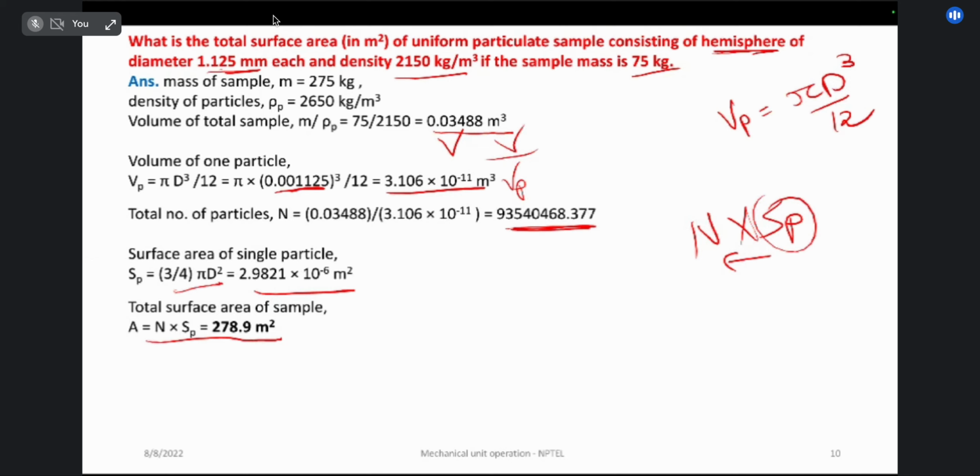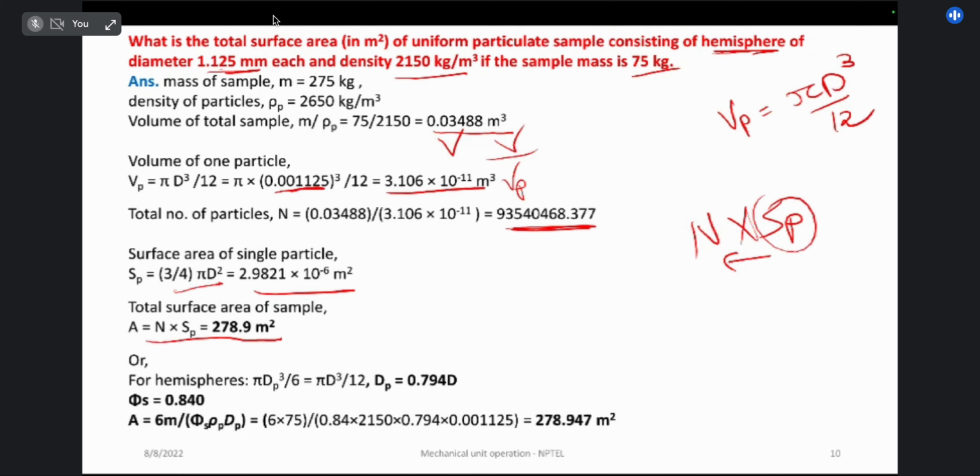uniform particle sample size. Now another method for doing the same calculation is also represented. You can use any method. For this hemisphere, we need to find the nominal or equivalent diameter. For that, the hemisphere volume π d³/12 is compared with the sphere volume, and we find that dp is equal to 0.794 d. We already discussed this in the last lecture and in the professor's discussion in the first week, and we also solved some examples on hemispheres and different shapes.